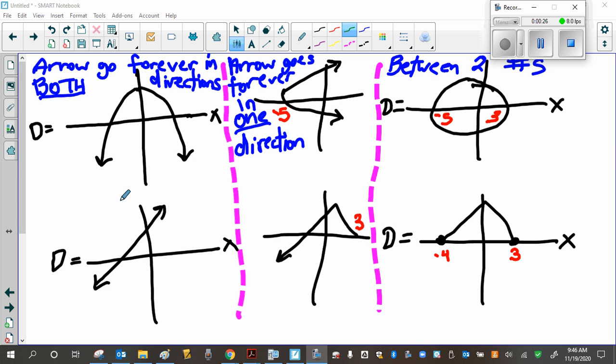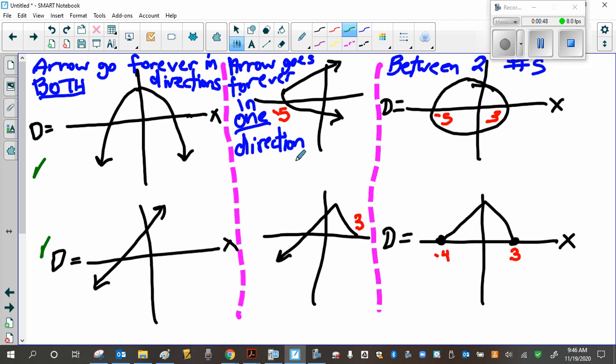These two here go on forever in both directions. The arrows go forever left and forever right. So those are one type of question. If we're talking about the range, the arrows would go forever up and forever down, just like the bottom one.